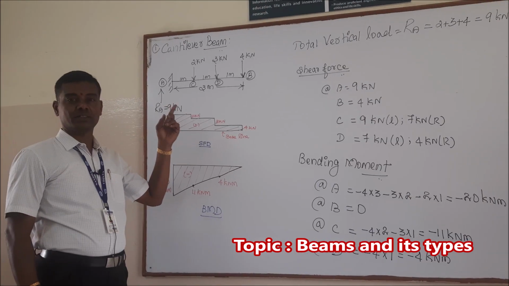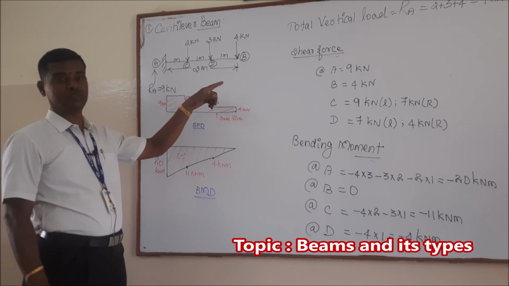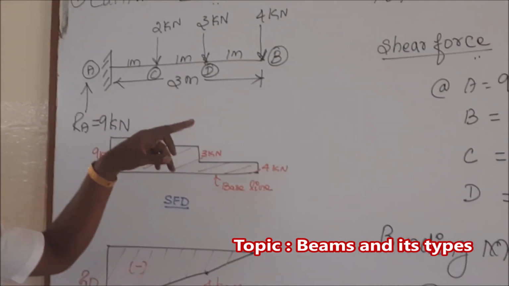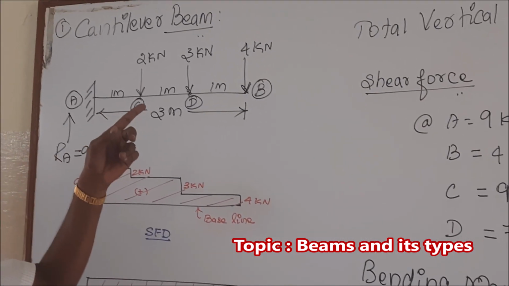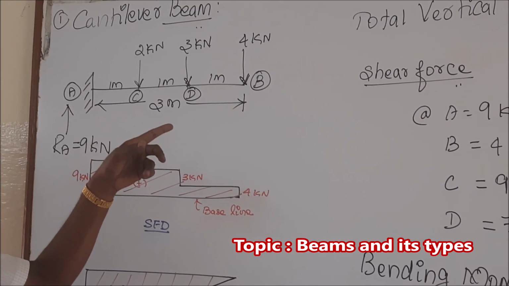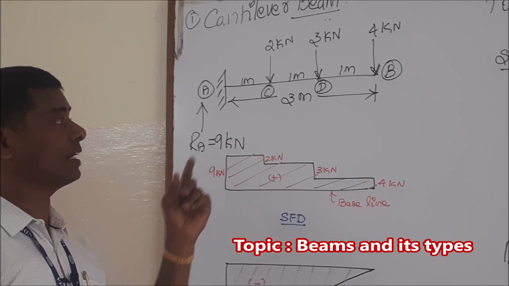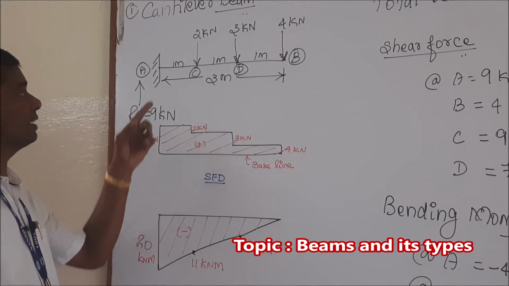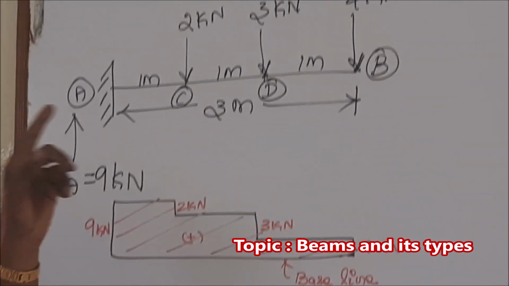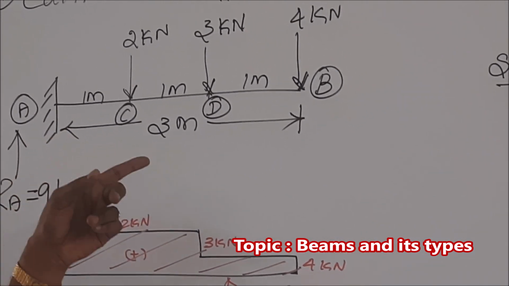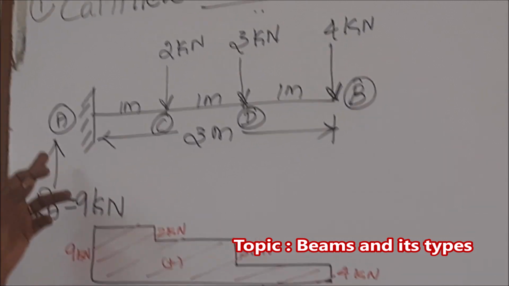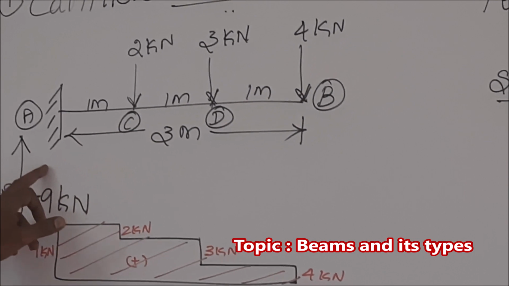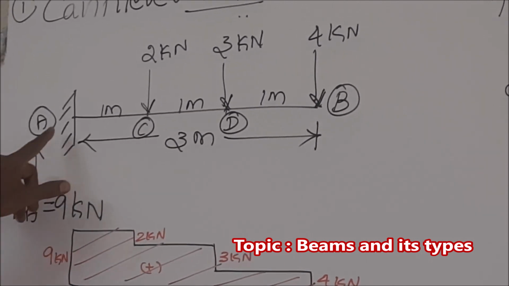A cantilever beam is fixed at one end and the other end is free. Here is an example of a cantilever beam with a 3 meter span and three point loads. One 4 kilonewton load is acting at the extreme free end, another 3 kilonewton point load is acting at 1 meter from the right end, and a third 2 kilonewton load is acting at 1 meter from the left end. Each point load is at a distance of 1 meter.